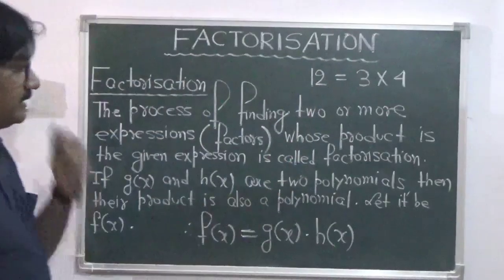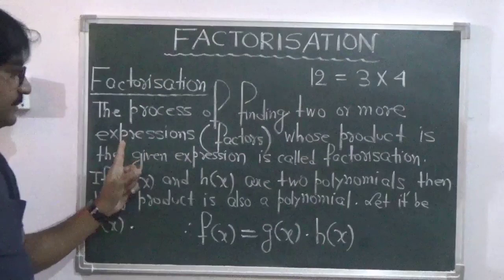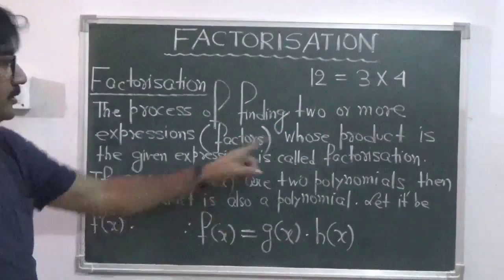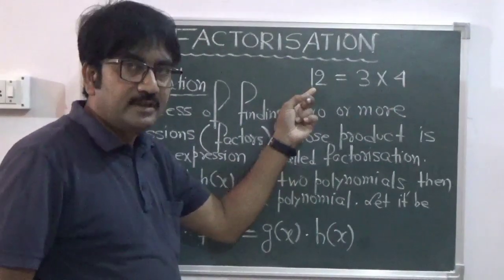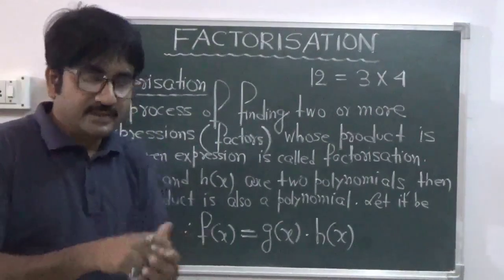Now let us again review the definition. The process of finding two or more expressions or factors. So these are two factors whose product is the given expression. So the product of these two is this number. So it is applicable in the case of polynomials as well. We are coming to that.